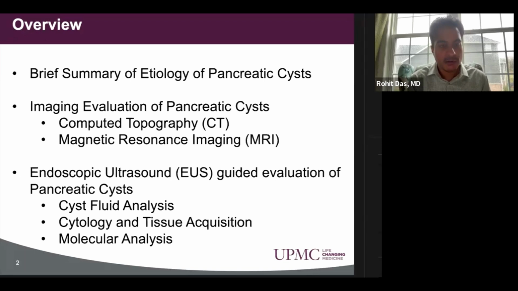We'll then discuss the 2 main modes of diagnostic evaluation of pancreatic cysts. This includes imaging evaluation in the form of CT and MRI. And then finally, and this will be really the brunt of our conversation today, endoscopic ultrasound or EUS guided evaluation of pancreatic cysts. This includes cyst fluid analysis, cytology and tissue acquisition, and molecular analysis. And we'll go into all of these in detail.